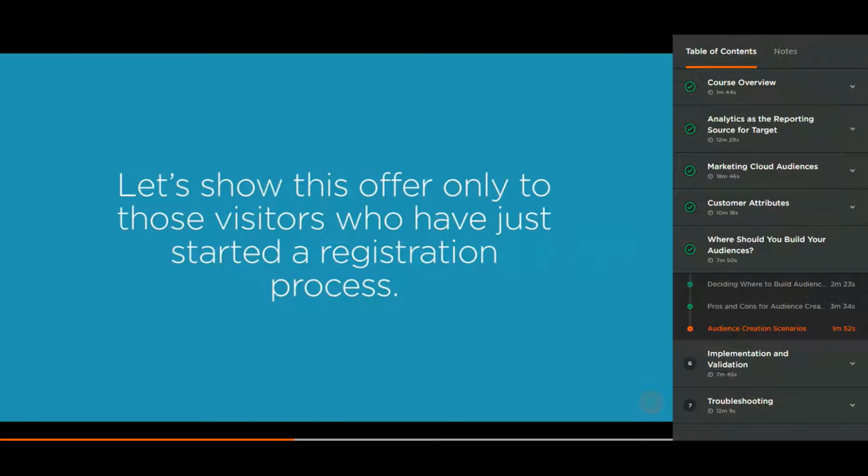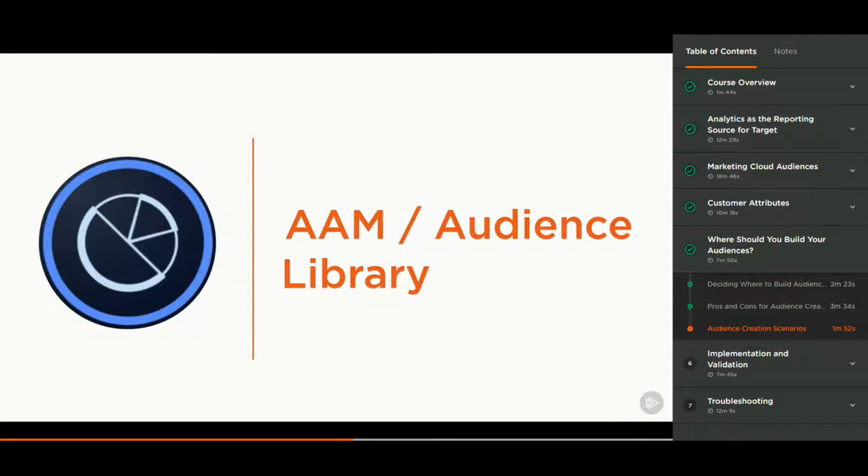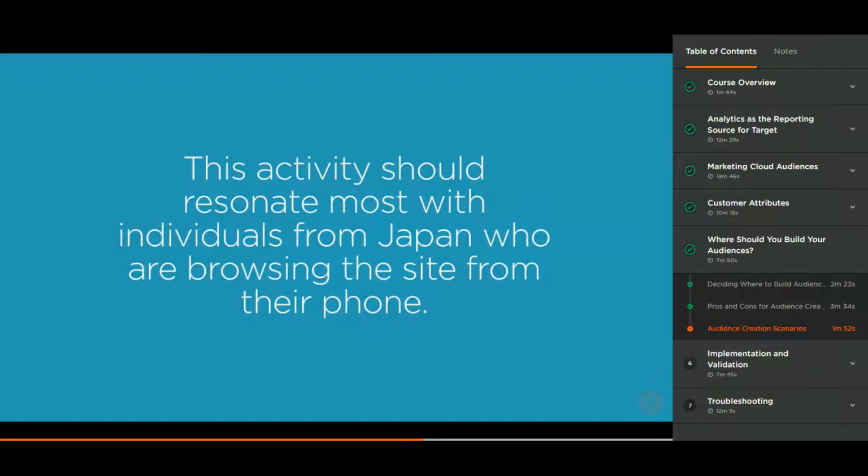Question 2. Let's show this offer only to those visitors who have just started a registration process. The answer is AAM, or the Audience Library. In the Audience Library, you can make real-time audiences from events. You may also be able to do this from Target if you can identify the start of the registration process from the page URL. Question 3.